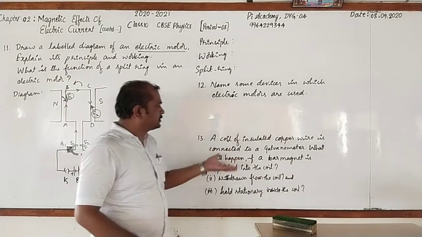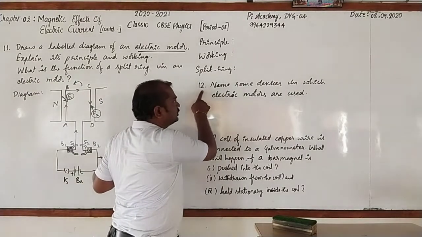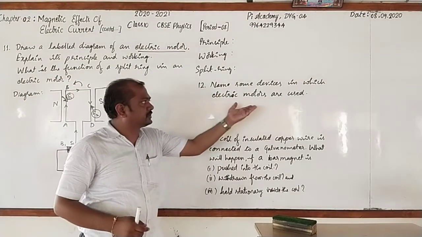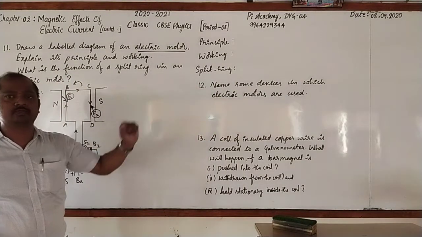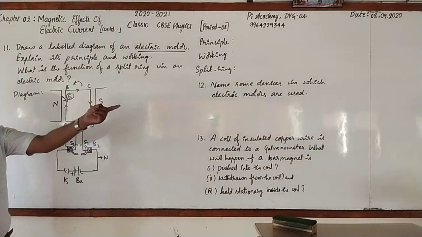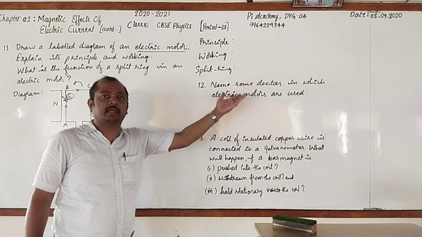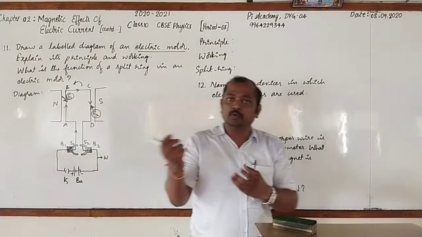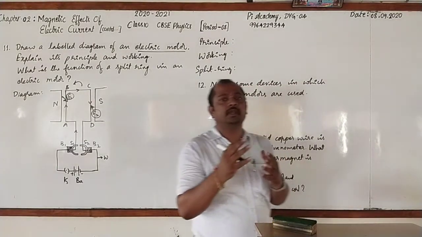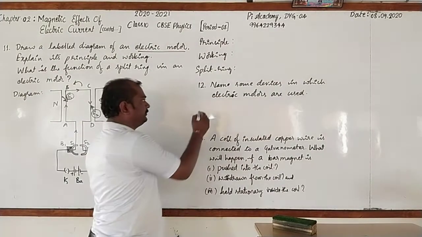Dear students, observe. Here we have two more questions. It is the 12th one. The question is like this. Name some devices in which electric motors are used. We have already got the information about electric motor. It is a device which converts electrical energy into mechanical energy. That means it uses the electrical energy to run some of the electrical appliances. Now we have to give some examples for that.